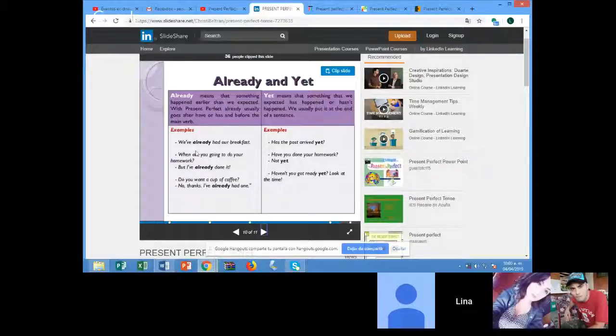So we have this already before the verb. We have already had our breakfast, and here in the answer, I have already done. Okay, here we have already plus the verb. So we use already after the verb in third form, and the word yet at the end. Okay, we have here the example at the end. Has the post arrived yet? So we have yet at the end of the sentences.